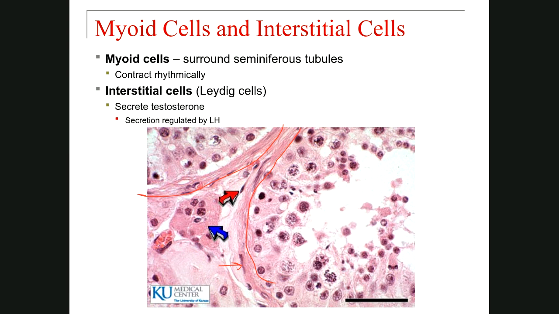When they do contraction, they can contract this seminiferous tubule and help the sperm and the fluid which we have here to move and pass in this coiled tubule.